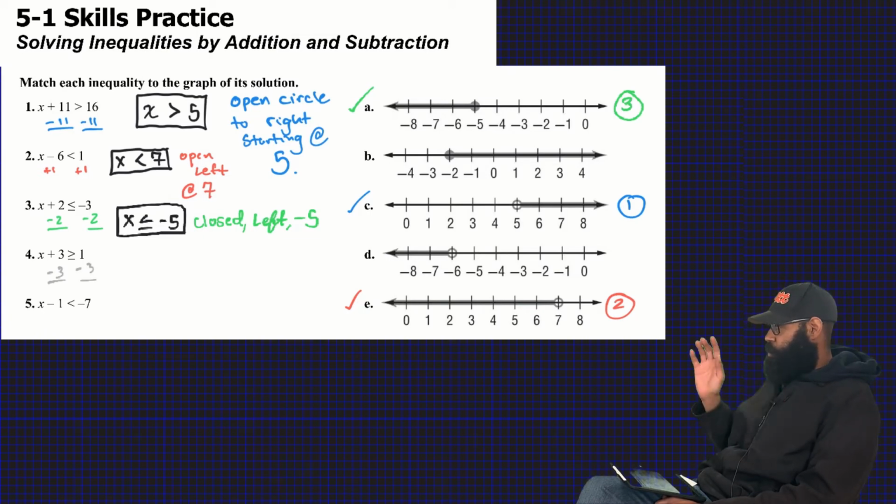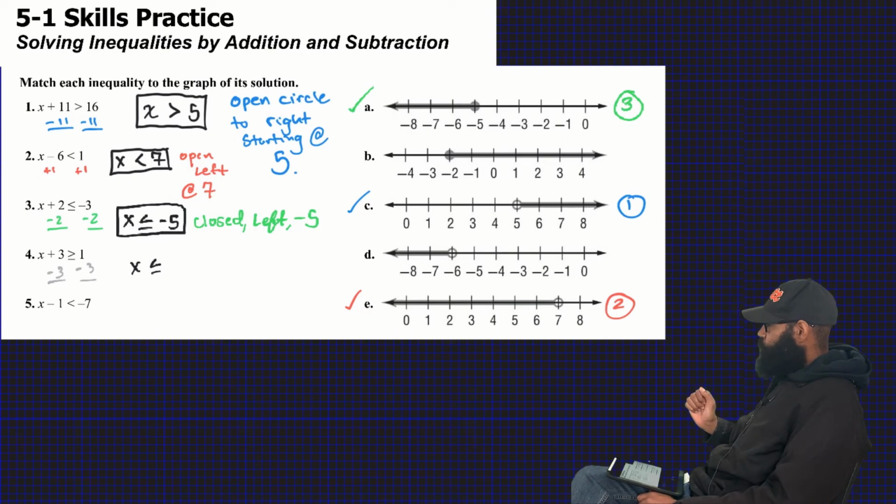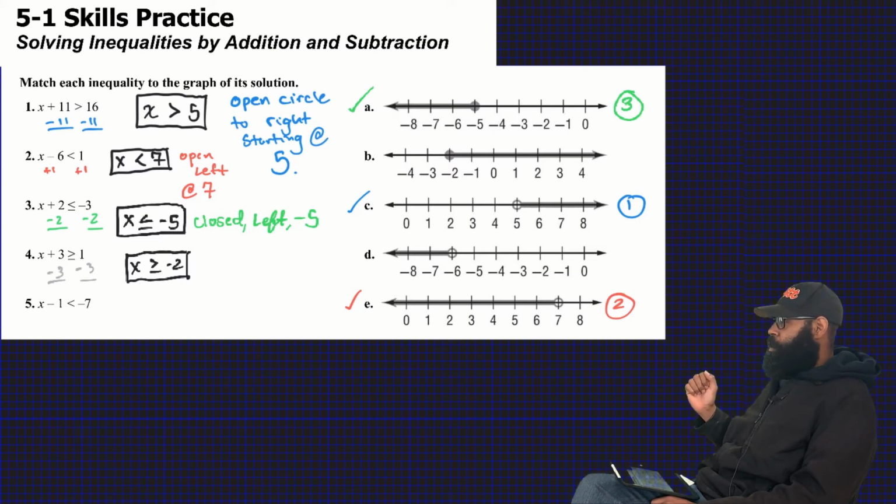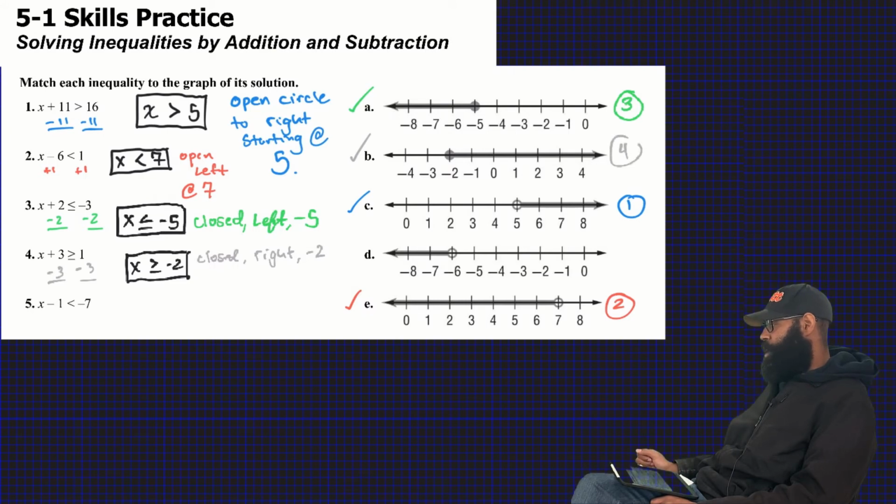So I'm going to add 3 to both sides. Once I add 3 to both sides, I'm going to get x's now. And guys, already I'm messing up. I got to fix that. And I'm glad I fixed it because that would have been an early mistake in the early part of our video, right? So it looks like a closed circle because it's equal to. It's going to be going to the right, everything greater than. So to the right on the number line, I'm going to begin at negative 2, and that looks like B.